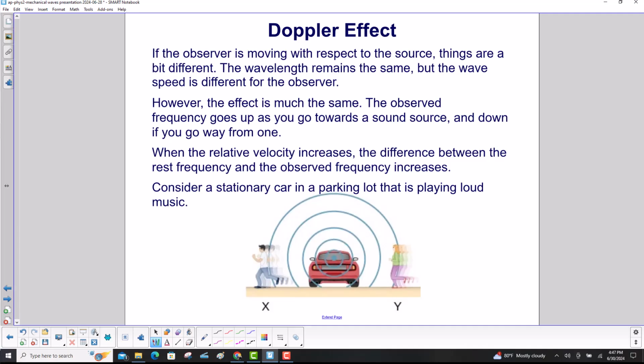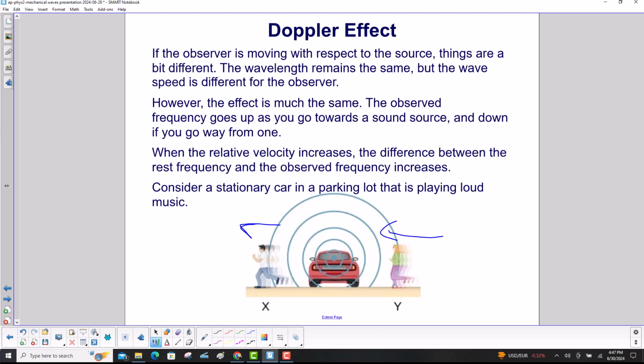If the observer is moving with respect to the source, here we have two observers, things are a bit different. The wavelength remains the same, but the wave speed is different for the observer. However, the effect is much the same. The observed frequency goes up as you go towards a sound source and down if you go away from one. When the relative velocity increases, the difference between the rest frequency and the observed frequency increases.